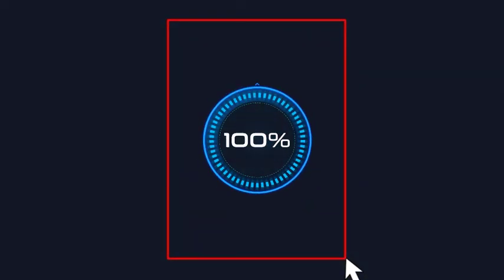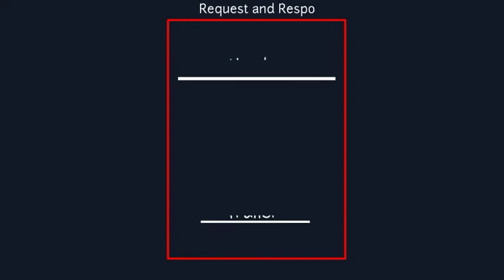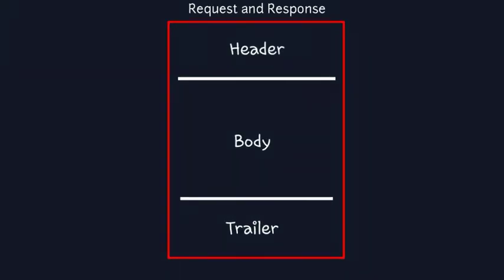Hi friends. Today we are going to talk about parts of HTTP request. HTTP request and response have three parts. It's our header, body, and trailer.